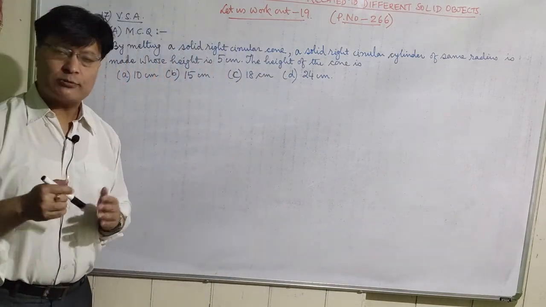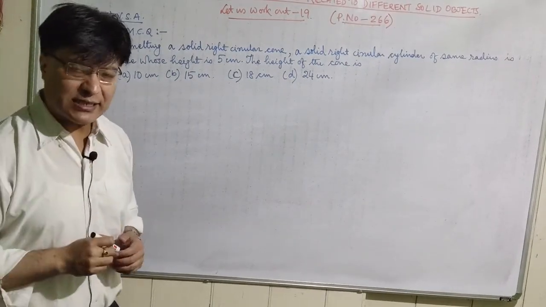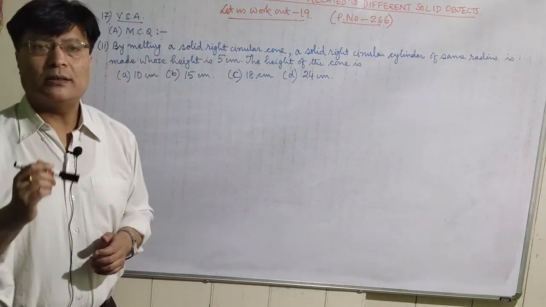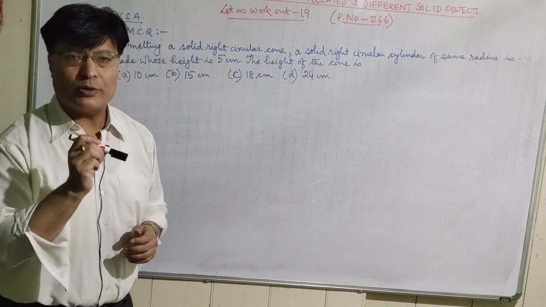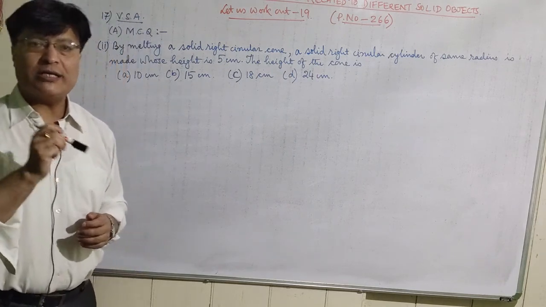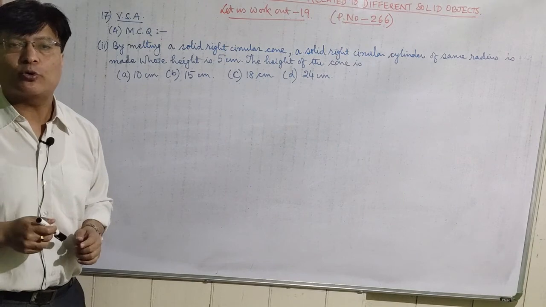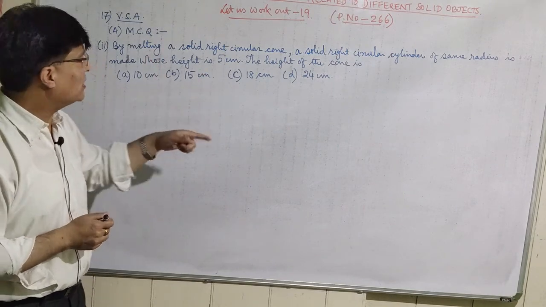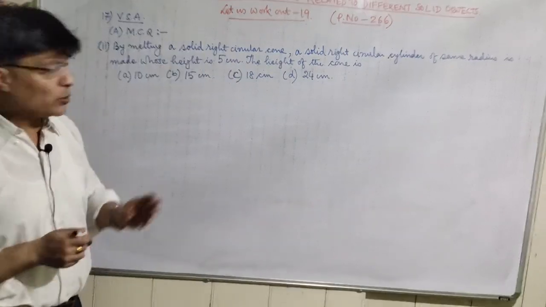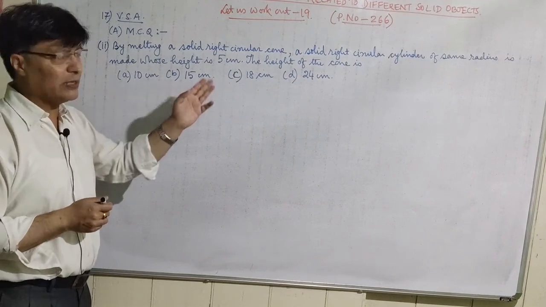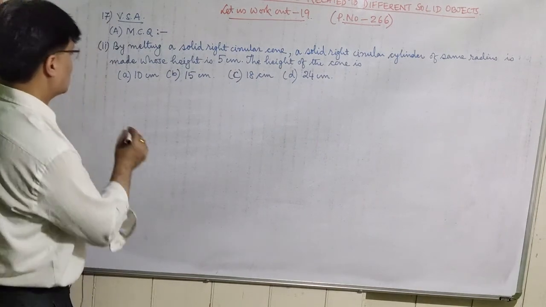In this case also you have to understand the question. A solid right circular cone is given. That cone is melted, and from it a solid right circular cylinder is made, whose radius is the same as the radius of the base of the cone. The height of the cylinder is 5 centimeter. You have to find the height of the cone and choose the correct option, A, B, C or D. I think you have understood the question, so let's do it now.